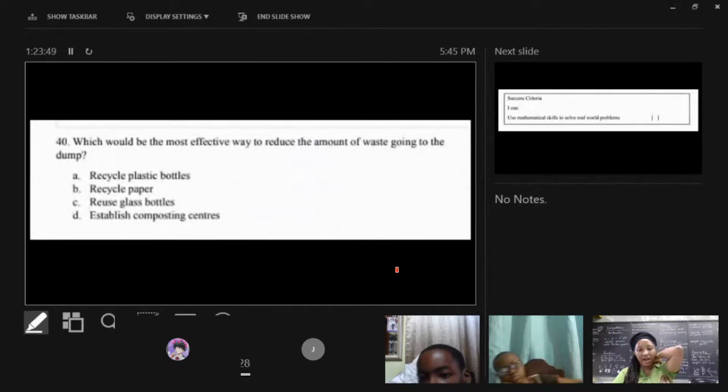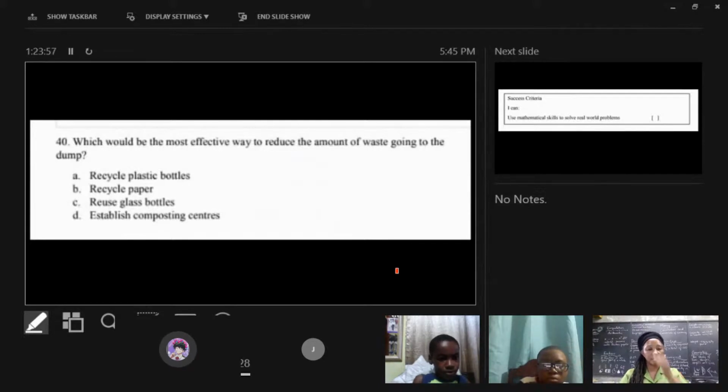All right, Legende, please read question 40. Number 40. Which would be the most effective way to reduce the amount of waste going to the dump? A. Recycle plastic bottles. B. Recycle paper. C. Reuse glass bottles. D. Establish composting centers. Number 40. Which would be the most effective way to reduce the amount of waste going to the dump?